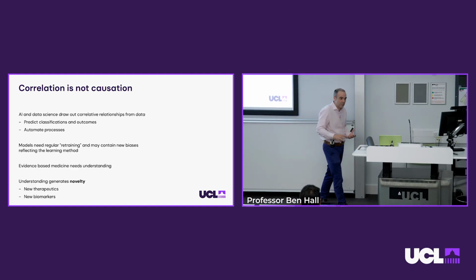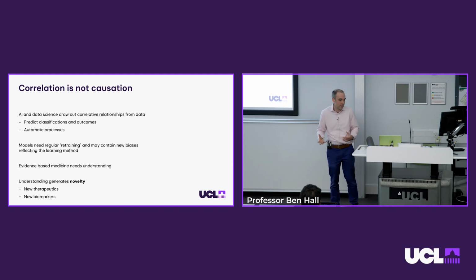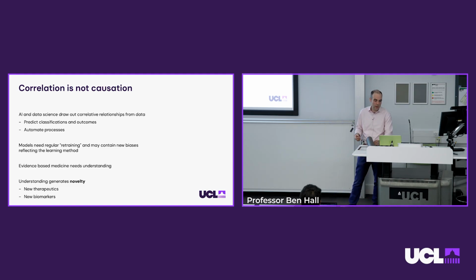The weaknesses of these statistical methods relate to this idea that they are correlative. These models sometimes need regular retraining. These models can also contain new biases that reflect either the learning method or features of the training data set, or how the model has been trained.